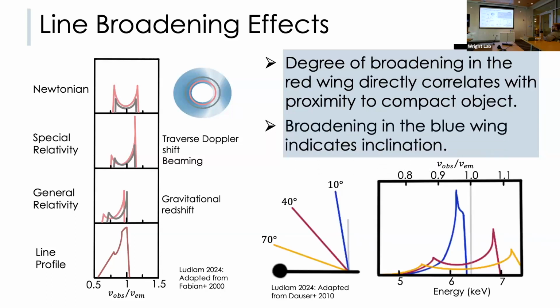Then we can learn something about the inclination of the system from looking at the blue wing, so the part that's blue shifted. So as you look at a system more face on, you're not going to have much of those Doppler shifting effects. So you're going to have a steep drop in your line profile towards higher energies. But if you start to look at systems that are more inclined, you have more Doppler effects at play, and therefore you're going to broaden this out to higher energies.